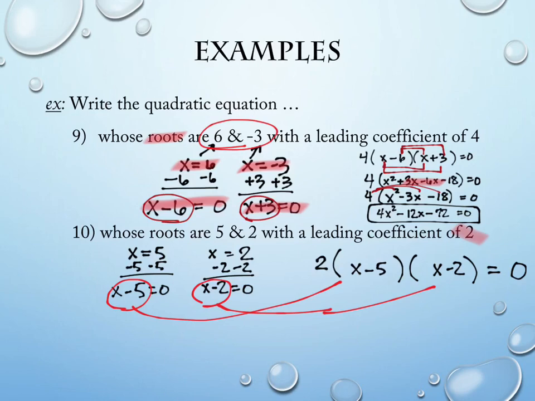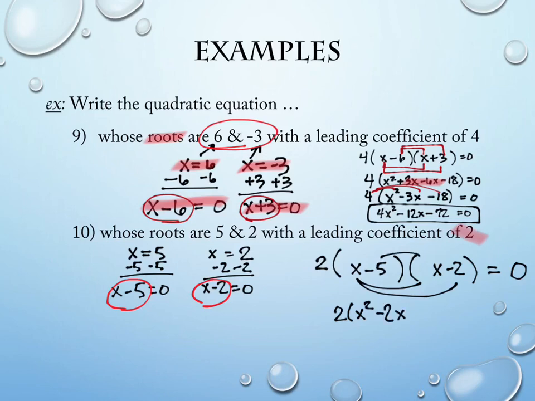And again, I'd wait to do the 2 till last. We don't deal with it first. Let's deal with the 2 sets of parentheses first. So we will go with first and outer. x times x is x squared. x times negative 2 is negative 2x. And then we're going to do inner and last. What are my inner terms? Negative 5x. And the last terms? Plus 10. Plus 10. Yeah.